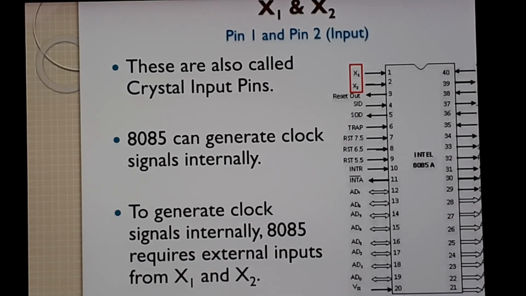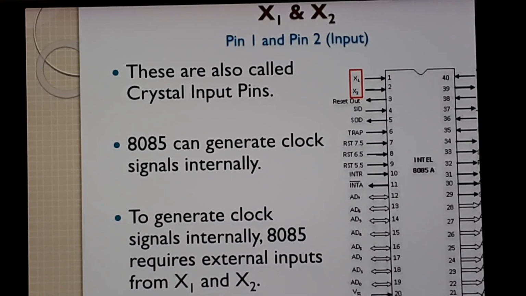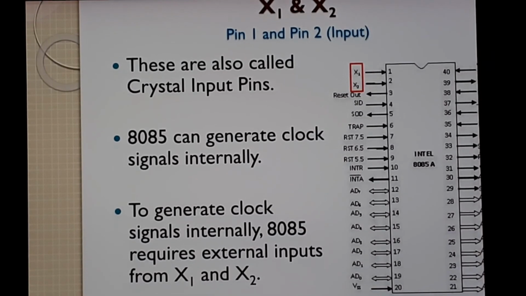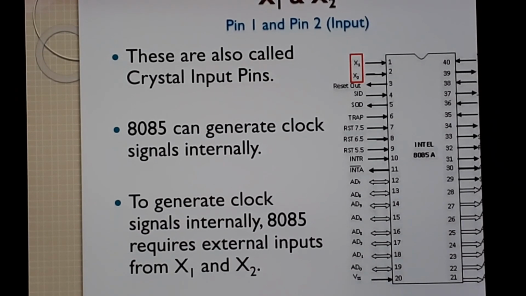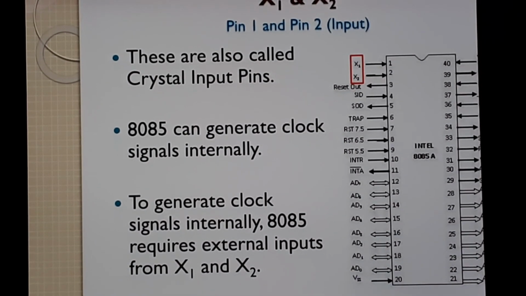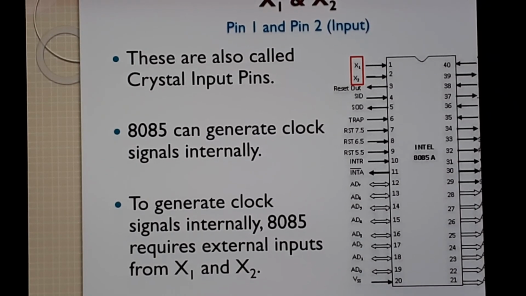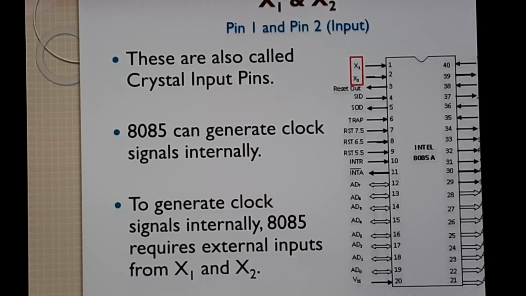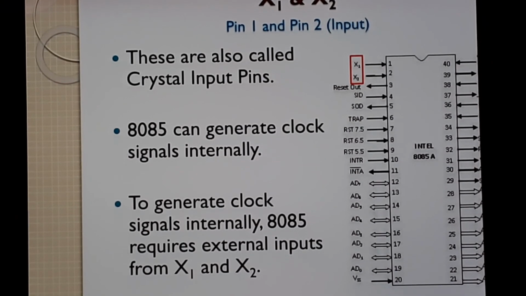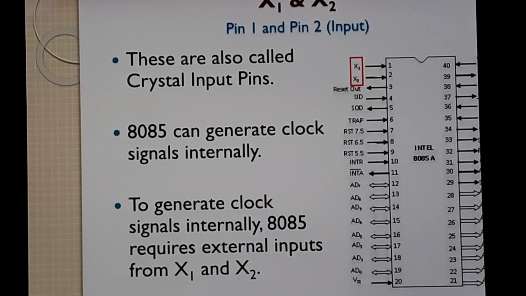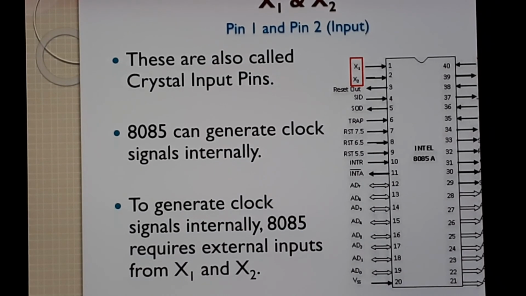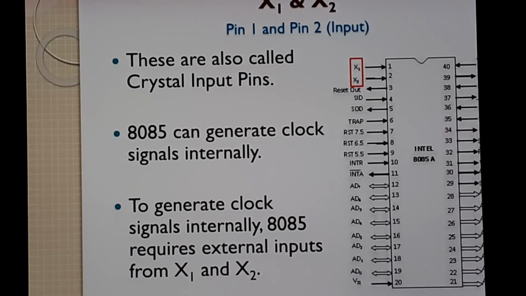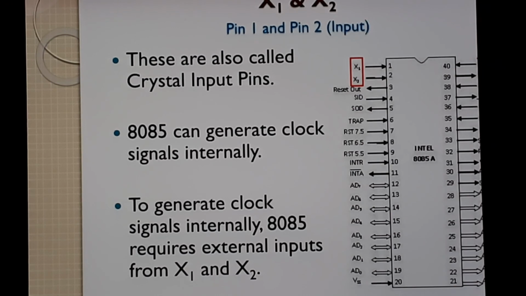Now the next pins, pin number 1 and 2. If you see, pin number 1 and 2 are X1 and X2 pins, which are called crystal input pins, which are used to generate the clock signals. So to generate the clock signals internally, we use these 2 pins. You can say it in only 2 points. Number 1, these X1 and X2 pins are called crystal input pins. Number 2, these are used to generate the clock signals which are usually used internally, and it requires external inputs from the pins X1 and X2.